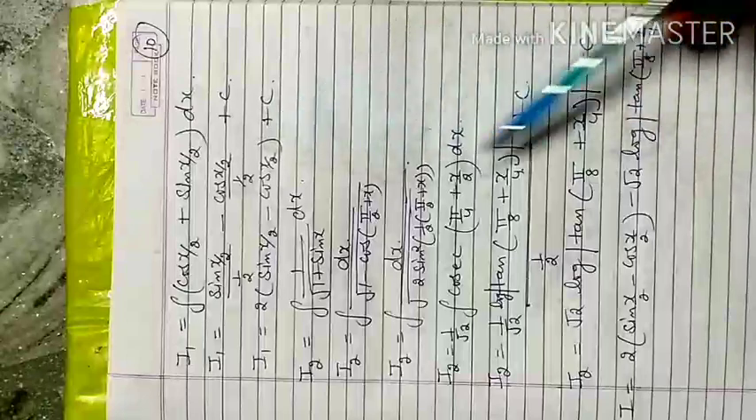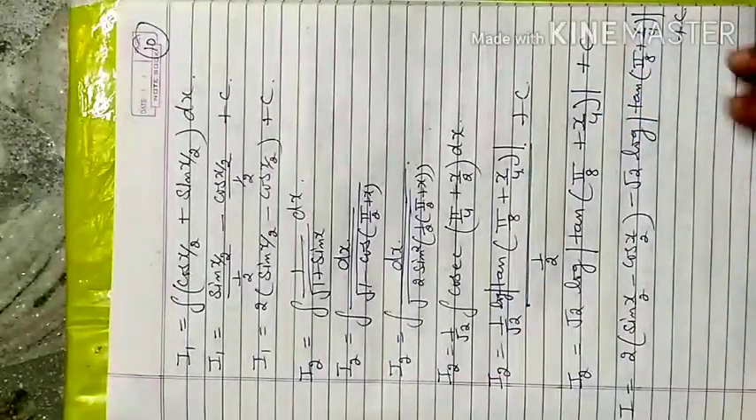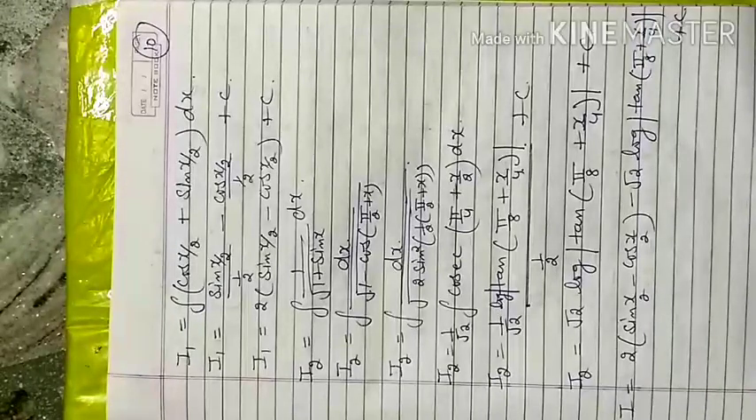Now apply I1 and I2, replace back in your exercise first equation, that is I is equal to I1 minus I2.